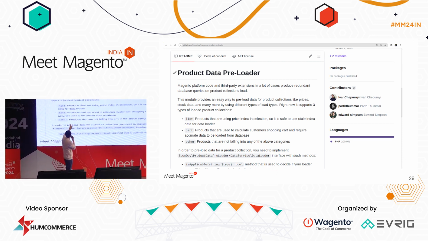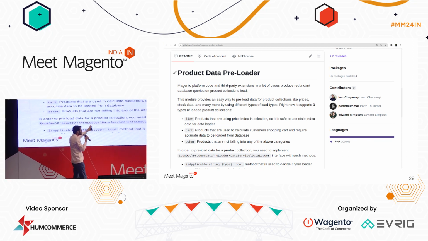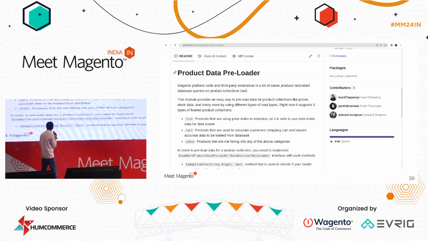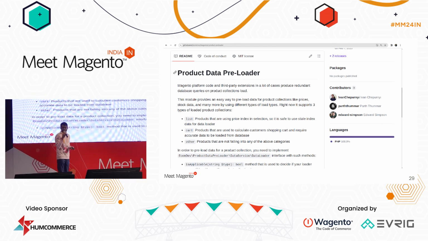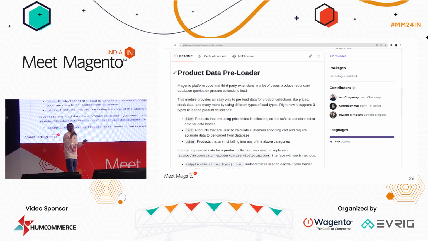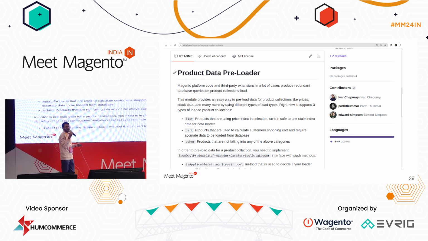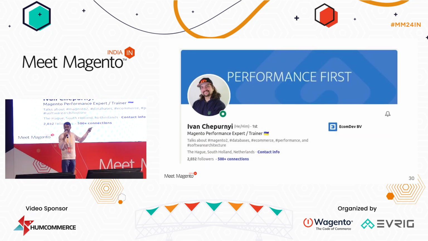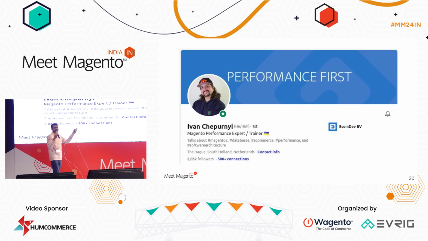But that's the product data preloader. You can use it. We have been using it in our production environments, and this reduces the response time significantly. You can bring down your response time to 600, 700 milliseconds, and that's a lot of improvement. He's that guy. If you don't know him, he's very inspiring. Follow all of his content.